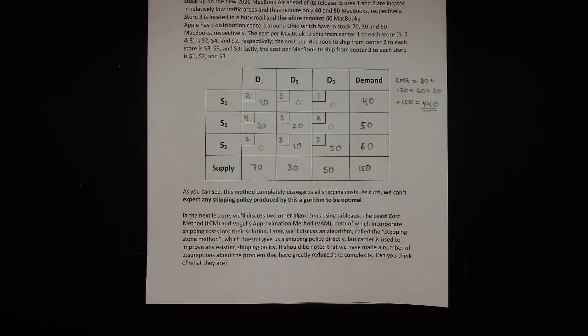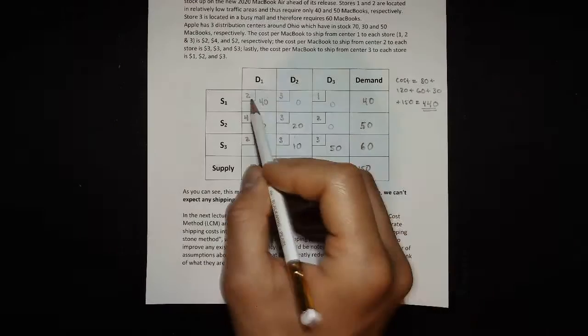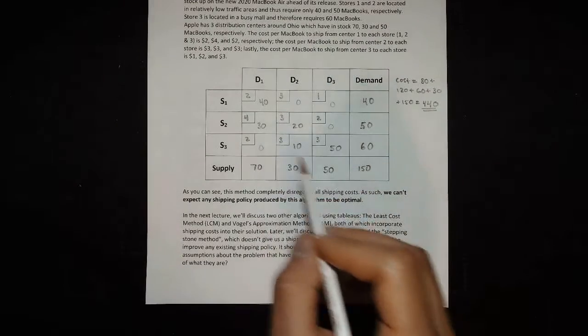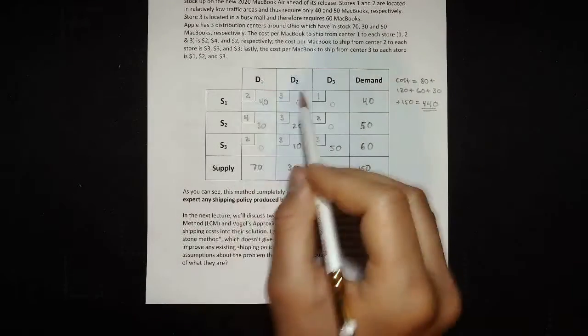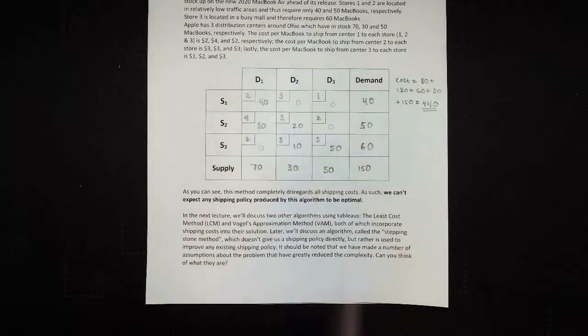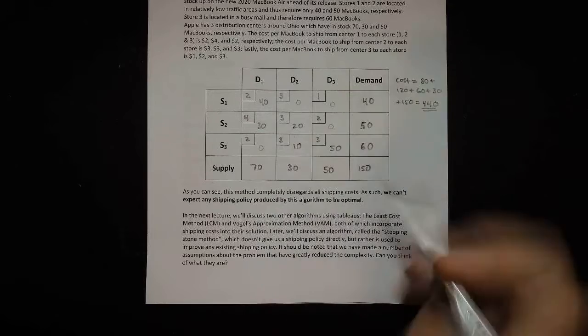All right, so in the next lecture, we'll look at two other algorithms using tableaus, the least cost method and Vogel's approximation method, both of which incorporate shipping costs into their solution, right? So the shipping policy that these two algorithms produce will consider the shipping cost associated with each distribution center and each store. All right, so that's going to be important as far as obtaining a somewhat reasonable shipping policy.